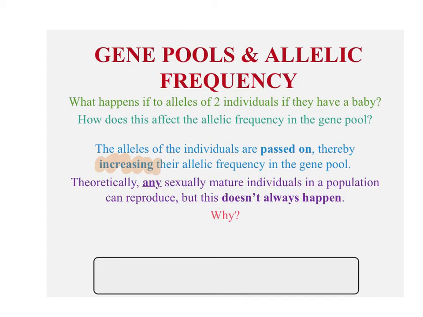And therefore, theoretically, any sexually mature individuals, i.e. reaching puberty, can reproduce. But why is that not always going to happen? Why might some individuals not pass on their alleles? Why might they not reproduce?